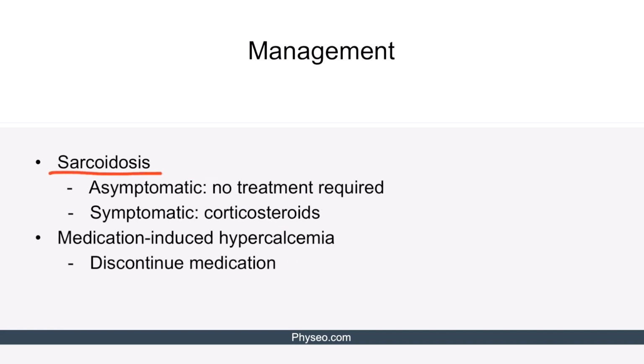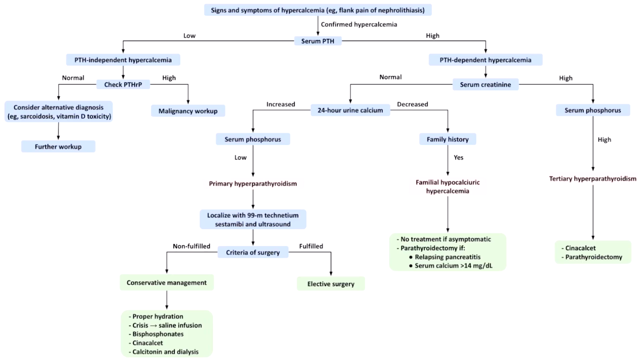Asymptomatic patients with sarcoidosis require no treatment. In contrast, symptomatic patients with sarcoidosis are usually treated with corticosteroids. Medication-induced hypercalcemia is treated simply by discontinuing the medication. Here is an algorithm summarizing hypercalcemia.